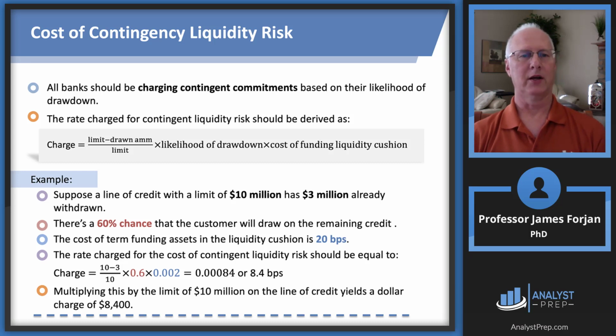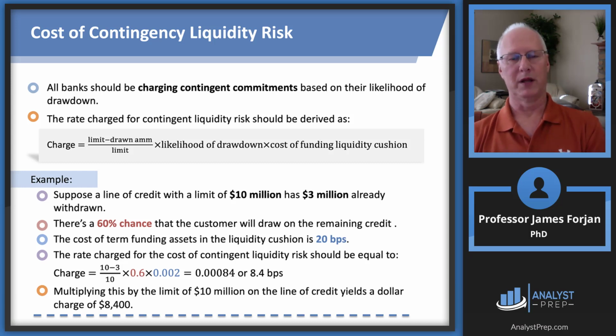How about a quick calculation here? Cost of contingency liquidity risk. There's a good formula in the gray box. Here's the charge. What we're going to do is take some ratio of the limit minus the amount that can be drawn over the limit. So that's almost like an F over P minus 1 that we did back in time value of money. And then we need to multiply by some probability, and then multiply that by a cost.